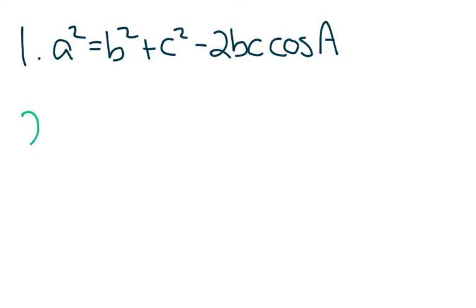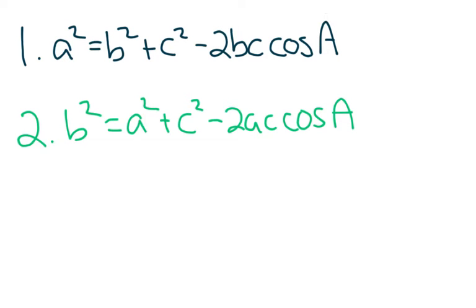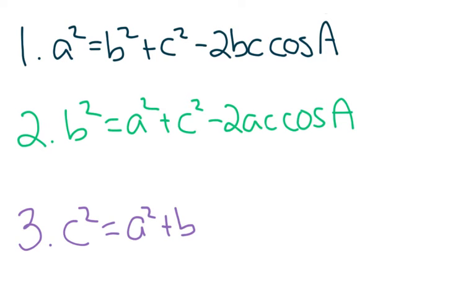The second one is very similar, except we're solving for B, so B squared equals A squared plus C squared minus 2AC cosine B. There you have it. Of course, we'll do some examples using these. And the third one, as you might expect, is when we're solving for C or big C. So C squared equals A squared plus B squared minus 2AB cosine big C.